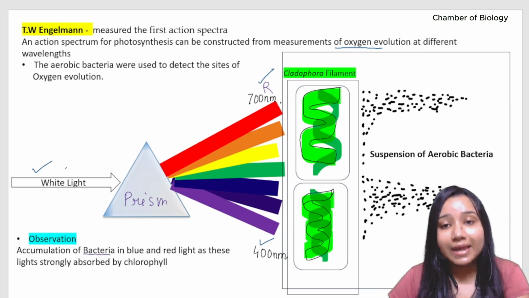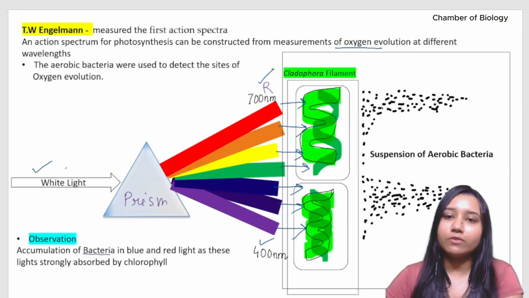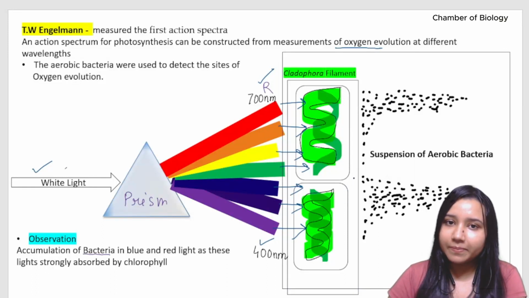Now when the light of such wavelengths hits the Cladophora, what we can notice is that photosynthesis will obviously take place, because Cladophora has photosynthetic pigments.